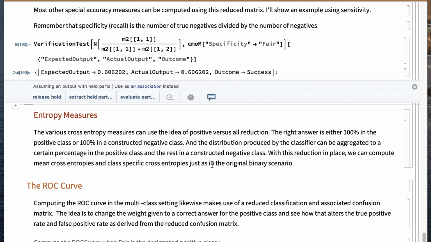Okay, entropy measures are the same for multi-class classifiers as they are for regular classifiers. You can read why that is here.